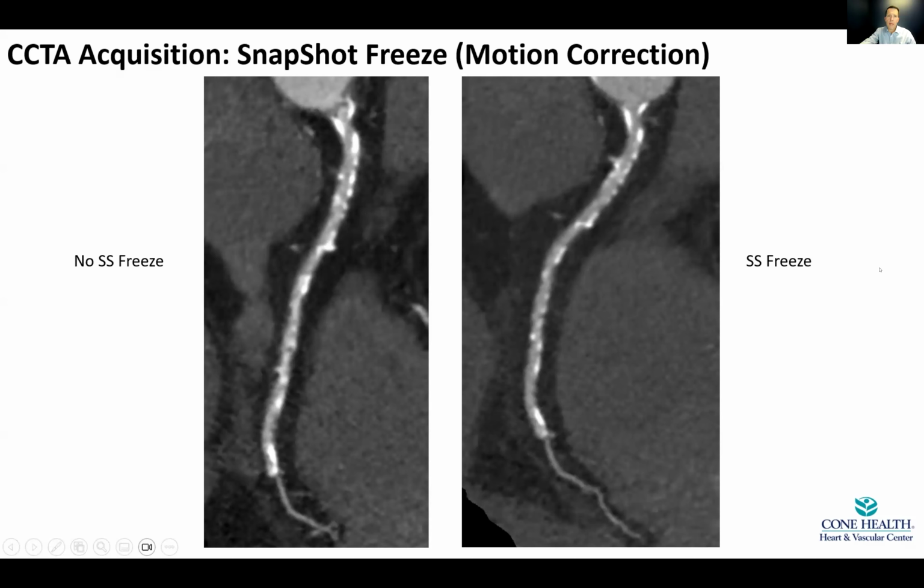This is just that motion correction, or SnapShot Freeze. And again, this is unique to the GE platform. You can see the image on the left, which is the non-motion corrected image, and it's going to correct it, which is the image on the right. There's some AI behind that, and it's able to do that and give you high quality imaging. That's been another piece for us to really be efficient with our scans and move faster through our day-to-day.